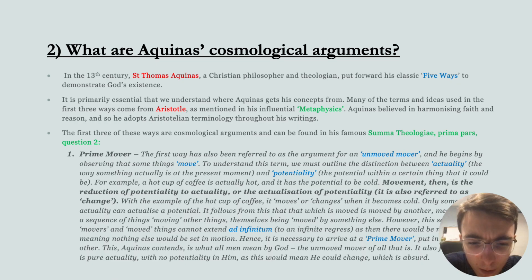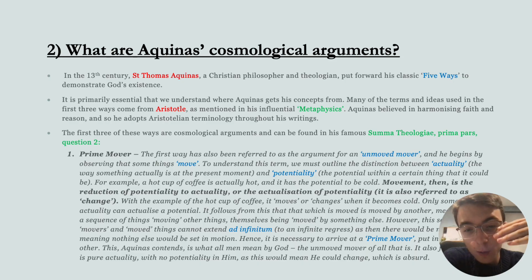Now, what we're going to have is a sequence of moving things. So we're going to have one thing that is being moved by another, and that's being moved, going from potentiality to actuality. But this sequence can't just go on forever. It can't go on, in the Latin phrase, ad infinitum, which means for infinity, right? To an infinite regress. Because if it were this way, then that would mean there was no starting point setting everything else in motion. So what we have to posit is that there is actually a starting point. There is something which sets everything else in motion.